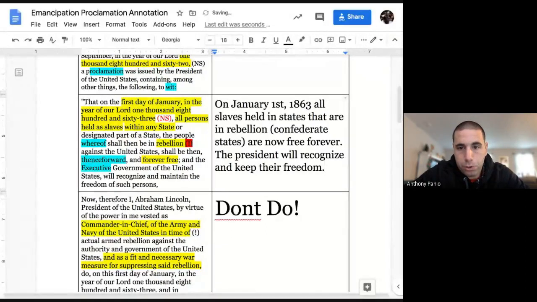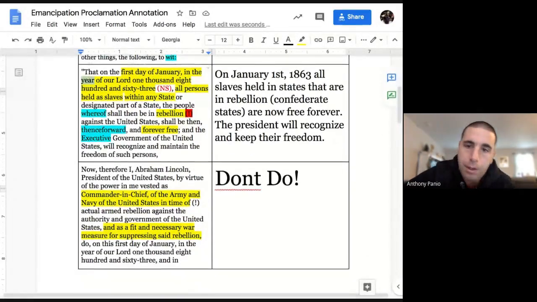So this is confusing on the left, but on the right, it shouldn't be now. On January 1st, 1863, all slaves held in states that are in rebellion, the Confederate states, are now free forever. The president will recognize and keep their freedom all the time. All right, pretty straightforward.